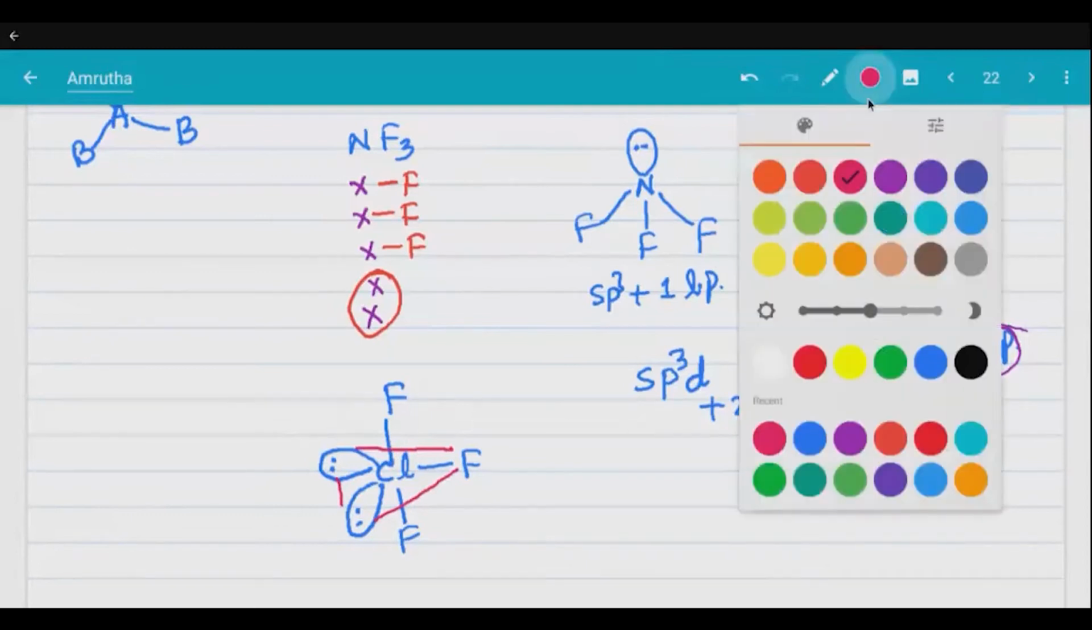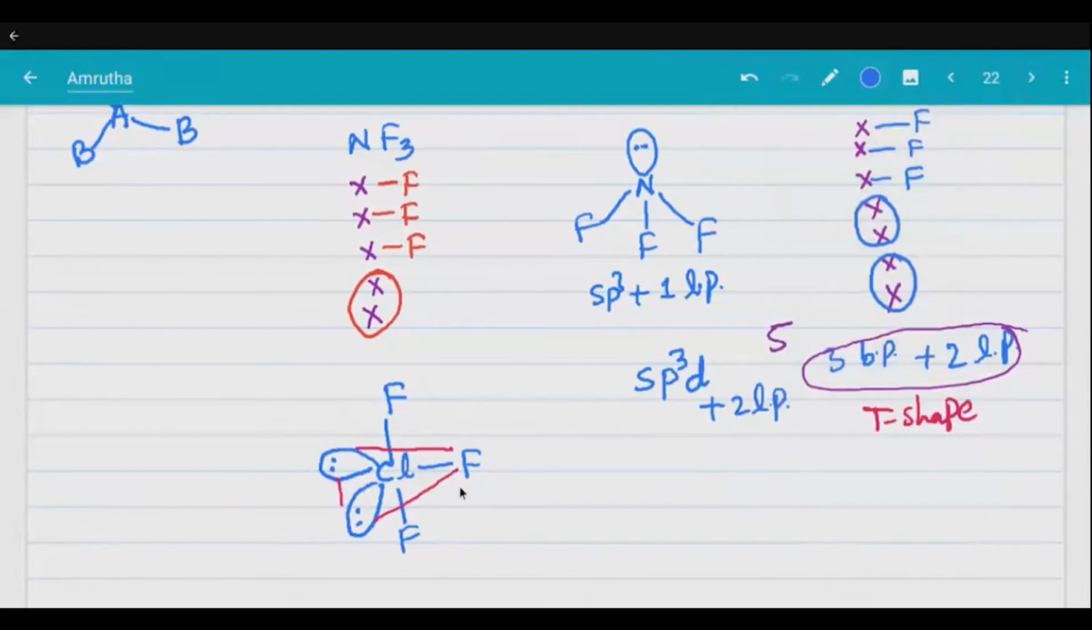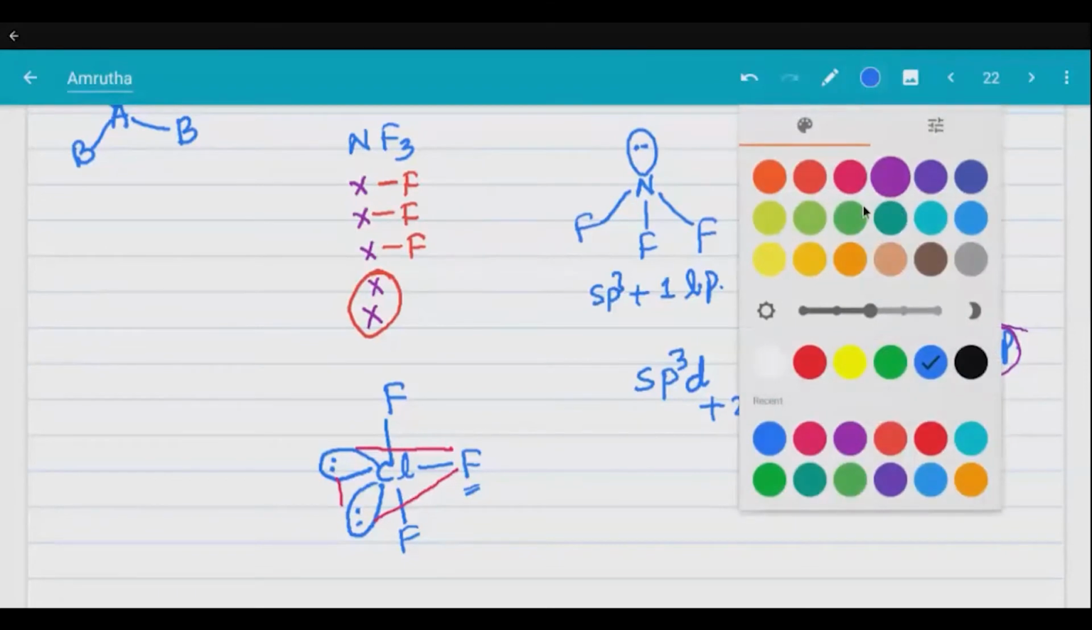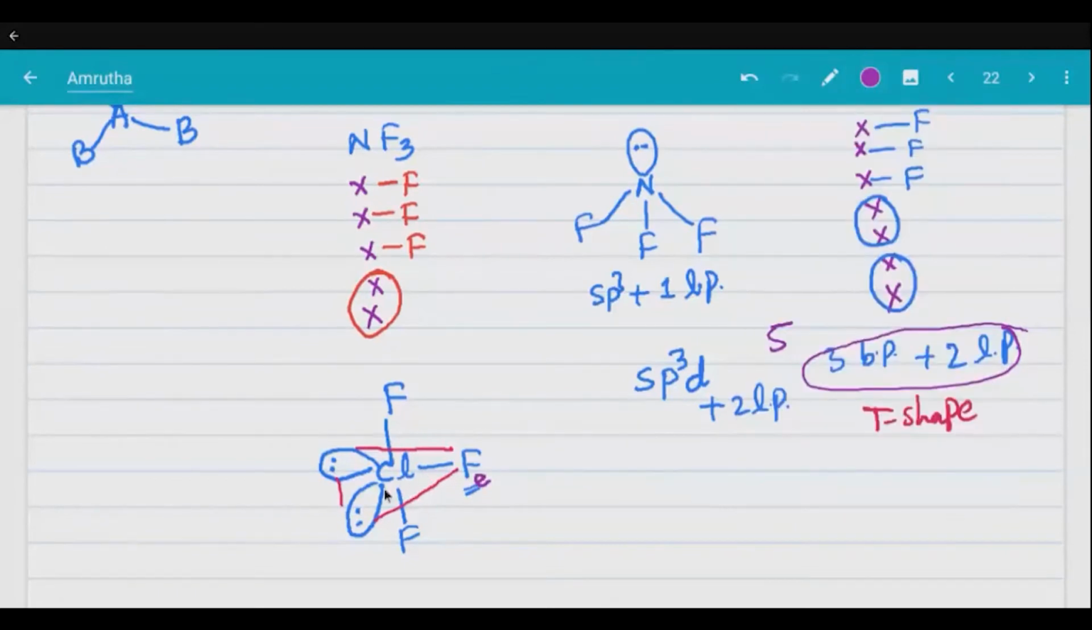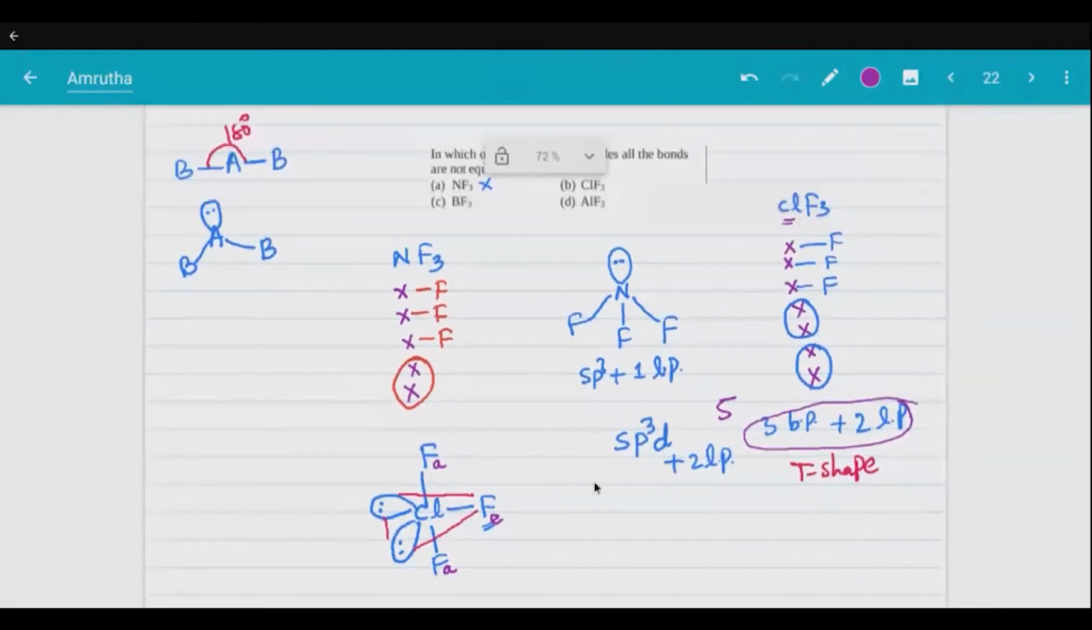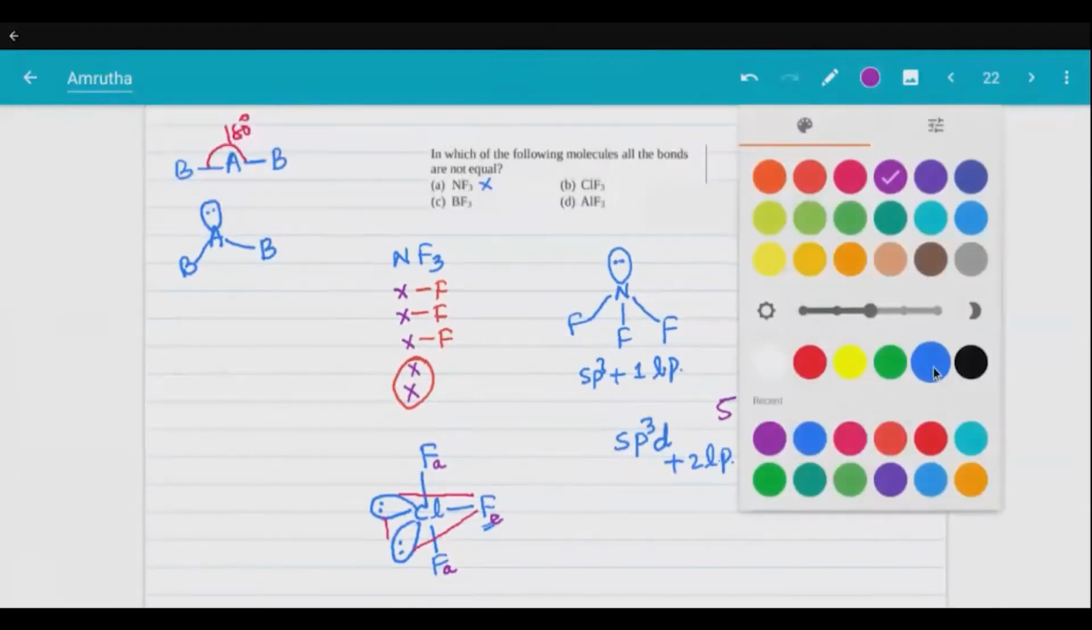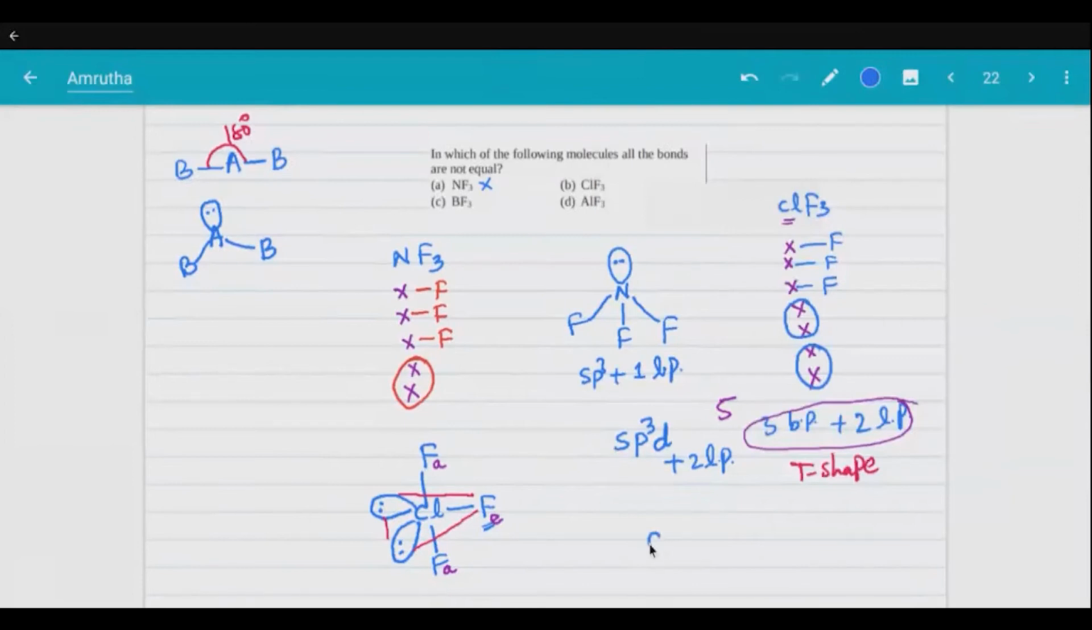Now this is a T shape molecule, so everybody knows. Now look at the bond length. This length is definitely different from this length. This is called equatorial. This is called axial, FA. FA means axial fluorine, FE means equatorial fluorine. So in general, I'm telling you the trick: axial bond lengths are more than equatorial bond lengths.